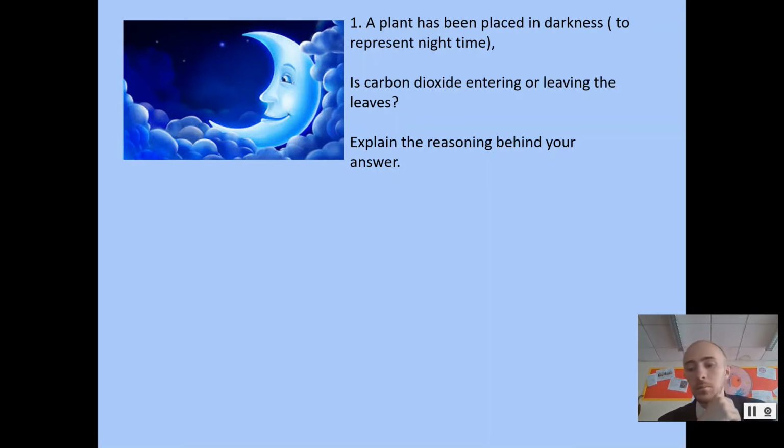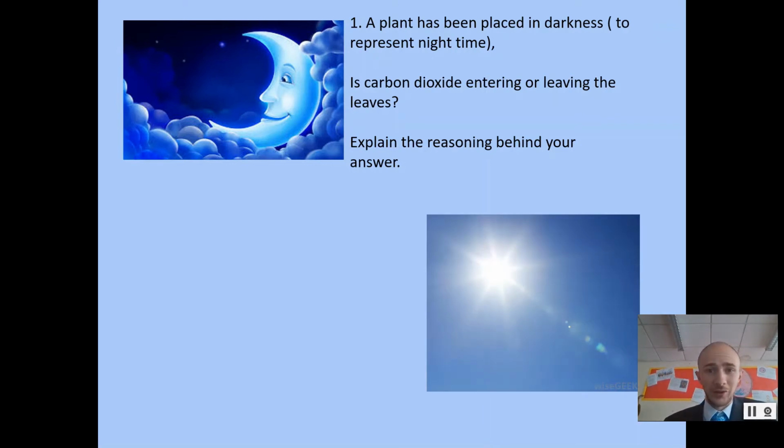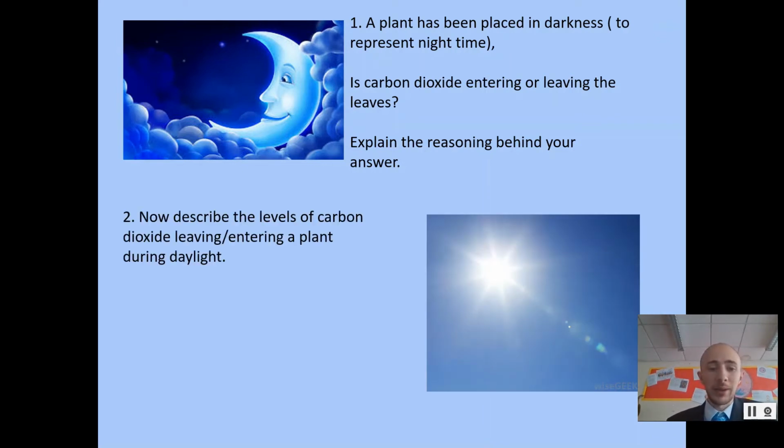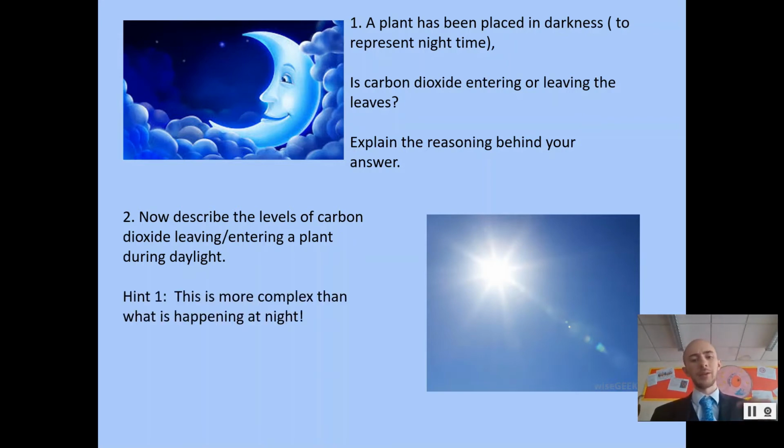Second question. And we'll look at the answers. Now describe the levels of carbon dioxide leaving and entering a plant during daylight. So let's say I open up the curtains, shine the daylight into here. What would I see in terms of the amount of carbon dioxide leaving or entering the plant? And that's a little bit more complex than what's happening at night. You have to think about two different things. So again, pause me, write down what you would consider to be a reasonable answer, and then we will go through the answers in just a second. So full sentence answers.